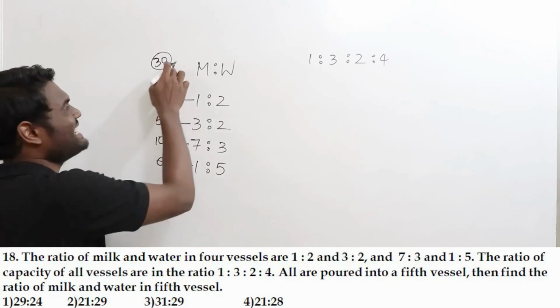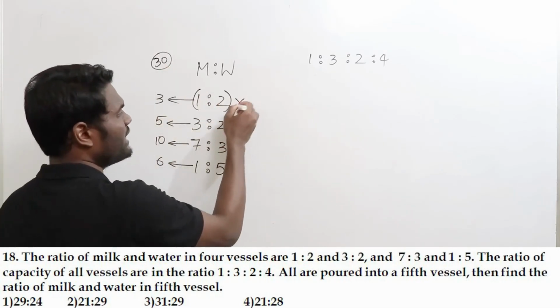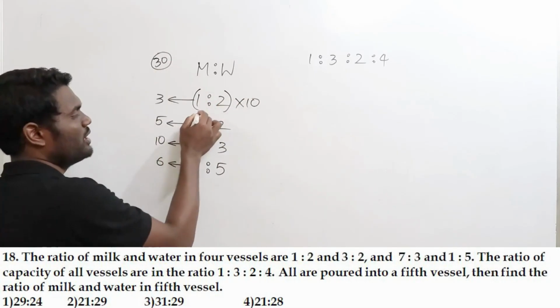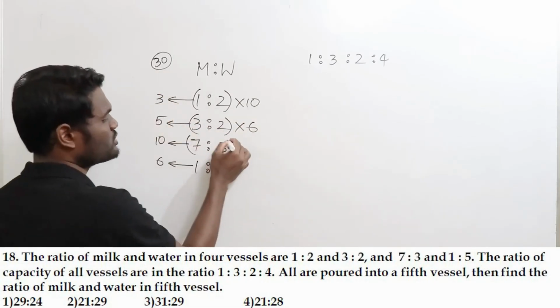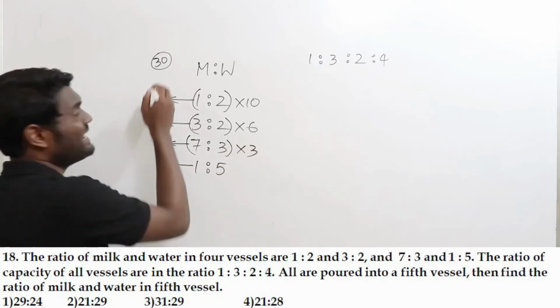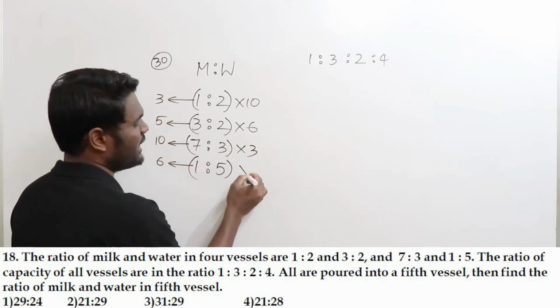If LCM is 30, 3 10 times is going to be 30. So this is going to be into 10. 5 6 times is going to be 30. So this is going to be into 6. 10 3 times is going to be 30. So this is going to be into 3. 6 5 times it is going to be 30. So it's going to be into 5.